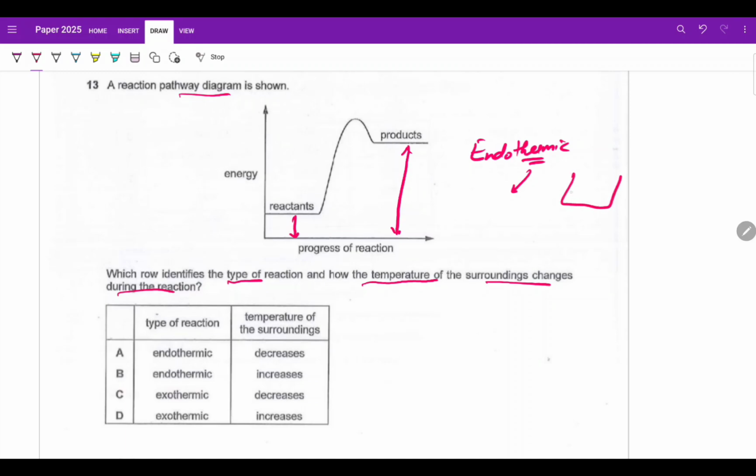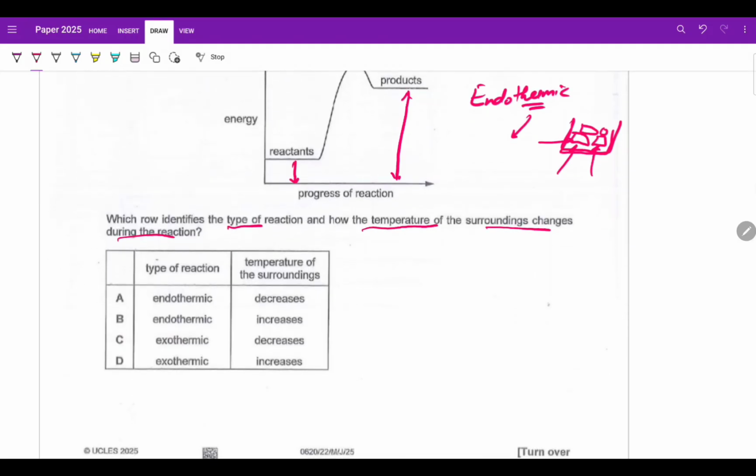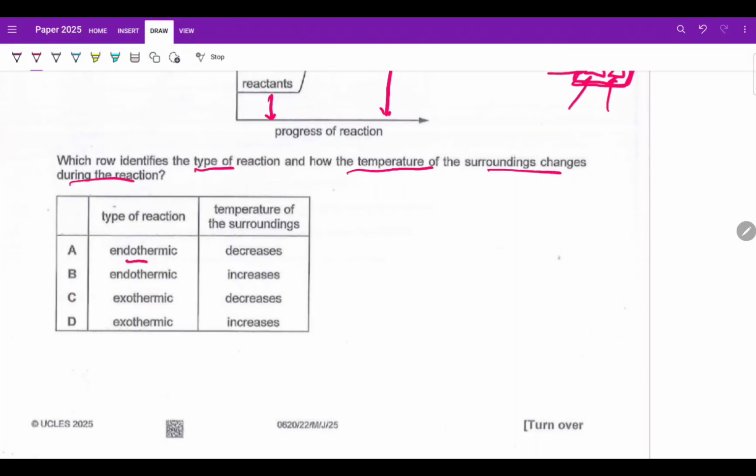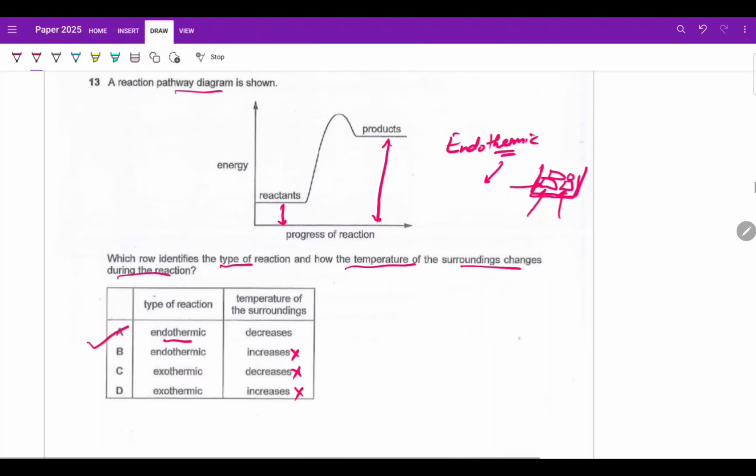Whenever there is an endothermic process, the temperature of surroundings decreases. Suppose I take ice and put it in a beaker. What happens? Ice is taking heat from the surroundings and gaining heat, so it converts into liquid. Therefore the temperature of surroundings decreases and the container becomes cool. So the reaction type is endothermic and the temperature of surroundings decreases. So the answer will be A. Endothermic but increases, wrong. Exothermic decreases, wrong. Exothermic increases, wrong. Therefore question number 13, answer is A.